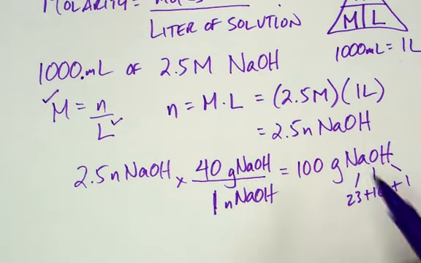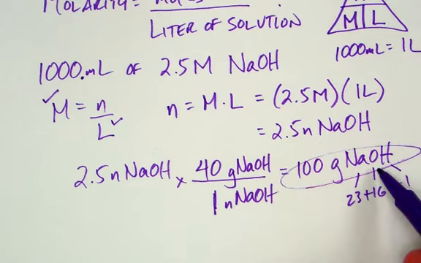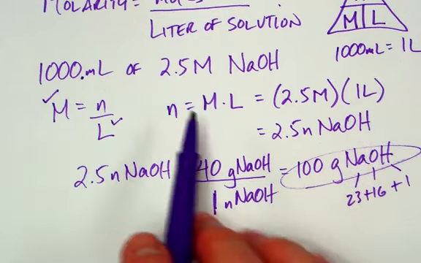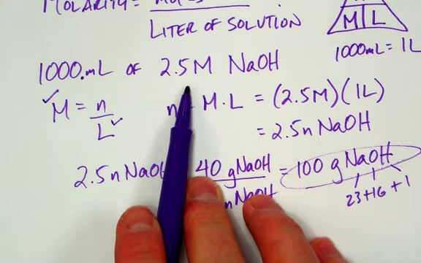So what a chemist would do, they're going to weigh out 100 grams of NaOH. They're going to put it into what's called a volumetric flask. They're going to dissolve it and dilute all the way up till they have 1 liter of that solution. And then they'll know that they've made a 2.5 molar solution of NaOH.